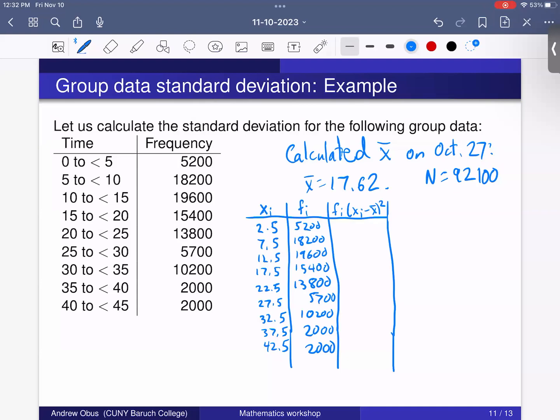Some of these numbers get pretty big, so I'm going to give a little bit more space. I'm going to round these to the nearest integer. So this is 1188795. I'll use 7.5 here instead with 18200. So this is going to be 1863942. Then 12.5 and 19600. This is going to be 513802.